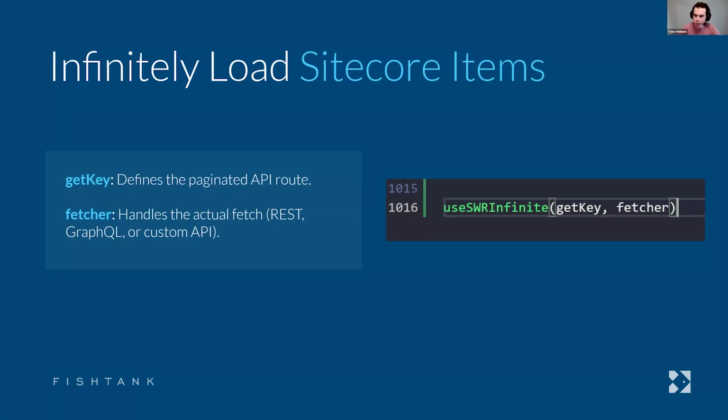This is super useful if you're displaying, like I said, that large amount of content and you know it's going to paginate, but you want to have that seamless scroll that you get on Instagram, YouTube, or LinkedIn. So the get key property, which is the first input into the SWR infinite hook, defines the pagination, while the fetcher is just the same fetch function that we created before. It can be any kind of fetch function you'd like.